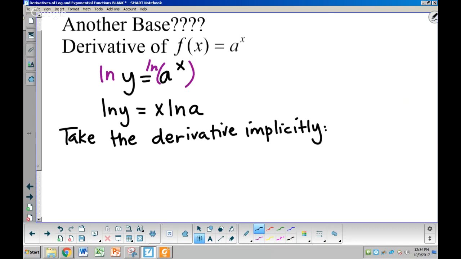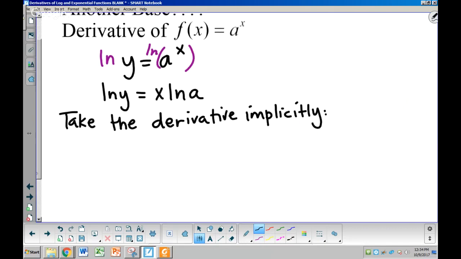What's the derivative of the natural log? We said it was 1 over. So this is going to be 1 over y, dy/dx, because that's the derivative of the inside. Equals, now, natural log of a. A is just a number, so it's going to be like the natural log of 2. Natural log of 2, for you chemistry people, is 0.693, roughly. Is that just a number? The answer is yes.